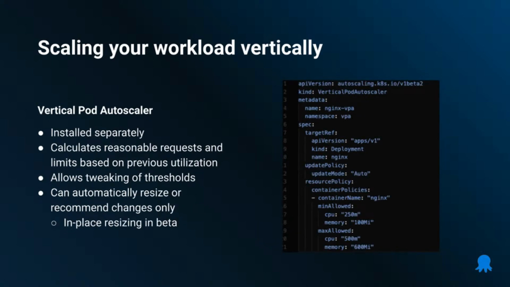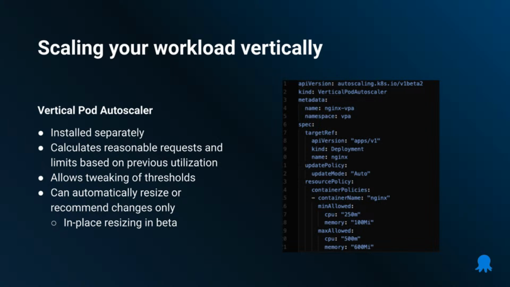You've also got vertical scaling. Now, this gives the existing pods that you have more resources. This is done in Kubernetes using the vertical pod autoscaler. It's installed separately and it's available as a plugin in GitHub. It calculates reasonable requests and limits based on the 90th percentile utilization of a pod. You can help limit your growth and contraction based on min allowed and max allowed values.